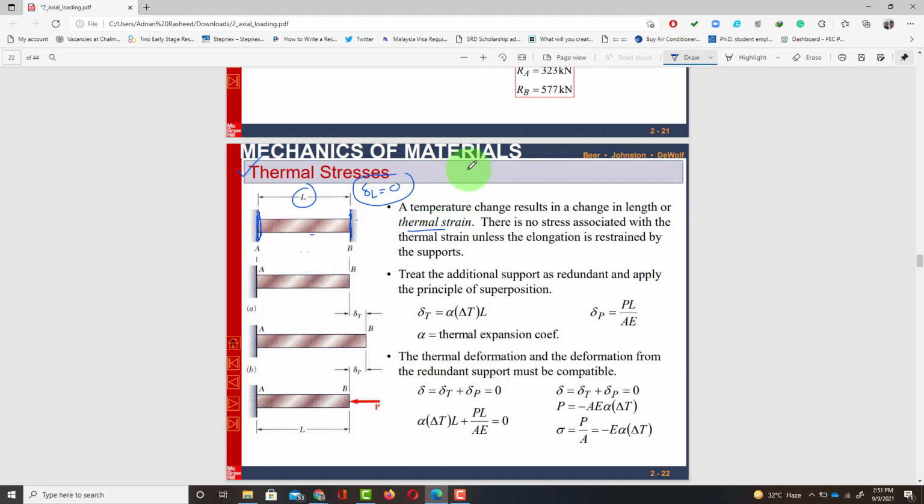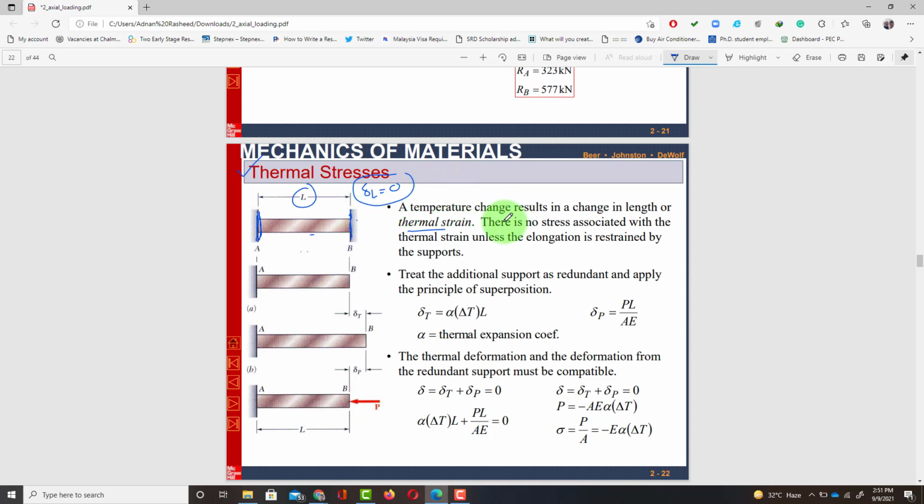So a temperature change results in a change in length, or thermal strain. Whenever there is a temperature difference, there will be a change in length. That change in length is known as thermal strain. Usually that change in length is thermal strain. Clear? That is due to heat.